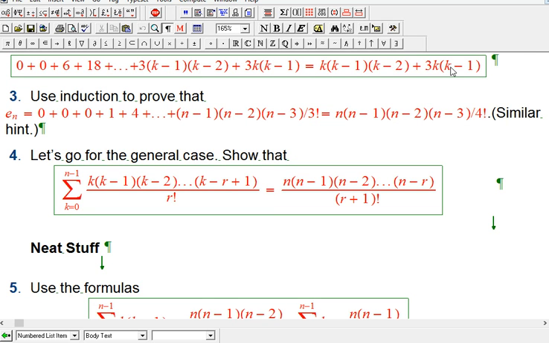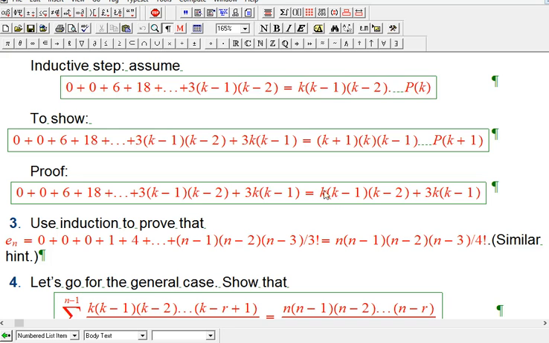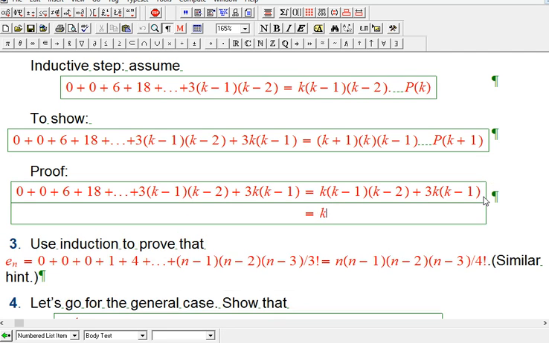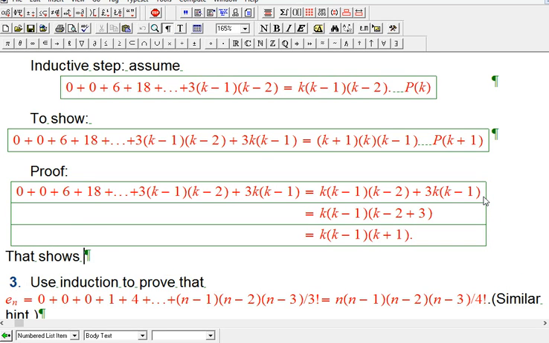Sorry. Guys, it's getting pretty weird here. Okay, let me bring that back to the middle. So there's the k minus 1 factor. There's k minus 1. Okay, so that is just k times k minus 1 times what? K minus 2 plus 3. Boom. K minus 1, k plus 1, and we're done. That shows the inductive step.